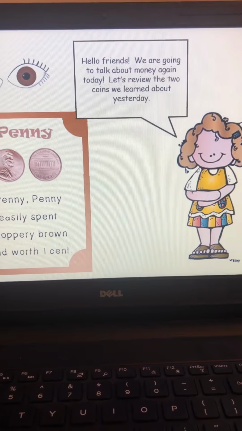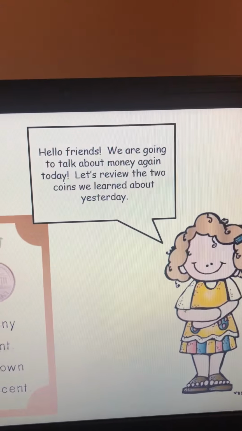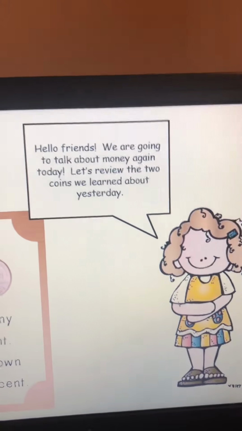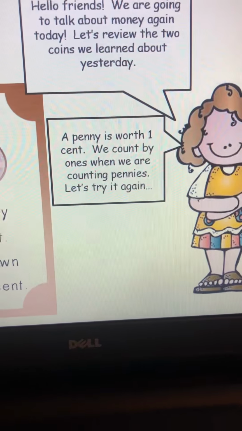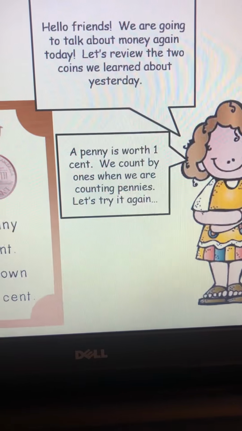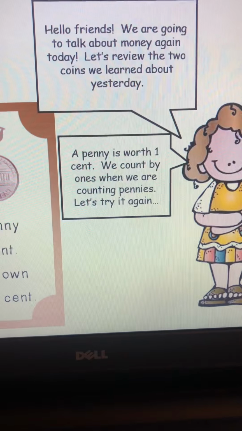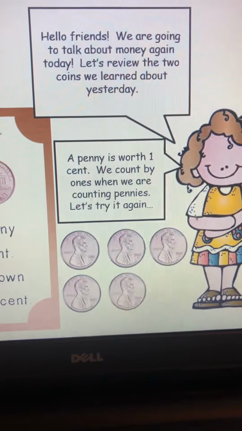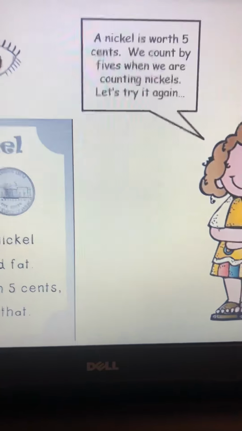So quick review from yesterday. This is what the penny looks like. It says, hello friends, we are going to talk about money again today. Let's review the two coins we learned about yesterday. So a penny, as hopefully you remember, is 1 cent. When we count by pennies, we count by one. Let's try it again. 1, 2, 3, 4, 5, 6. So that's 6 cents right there.